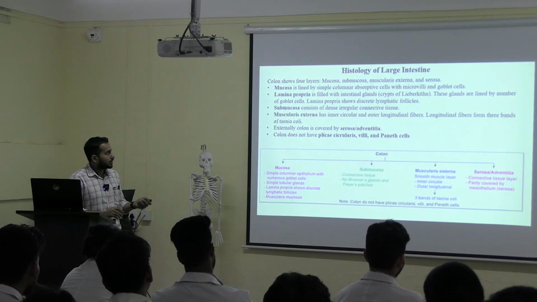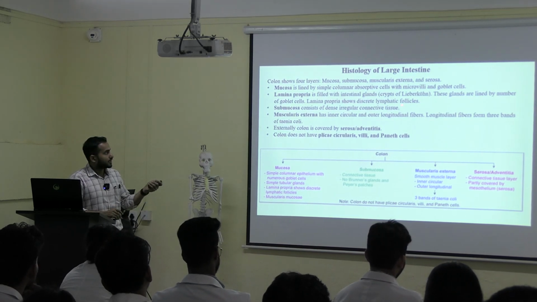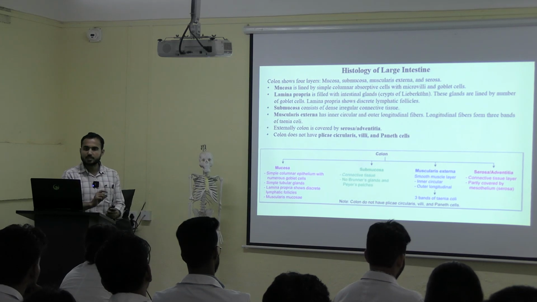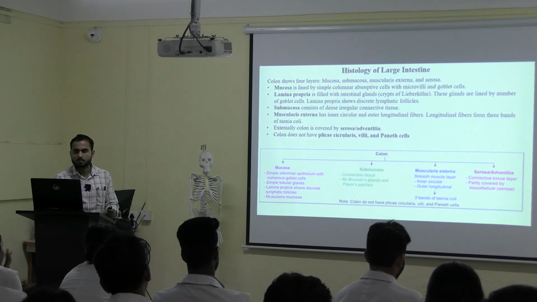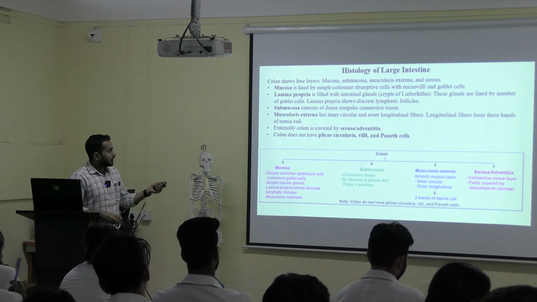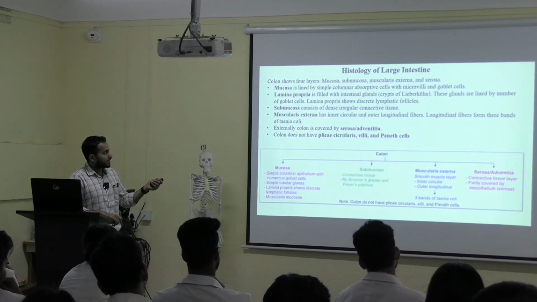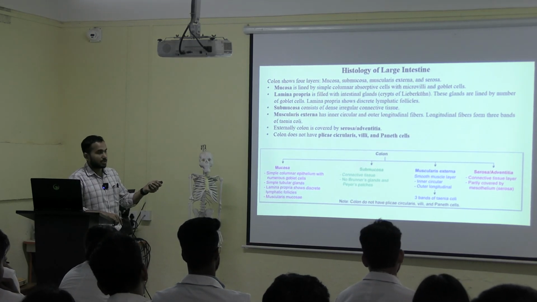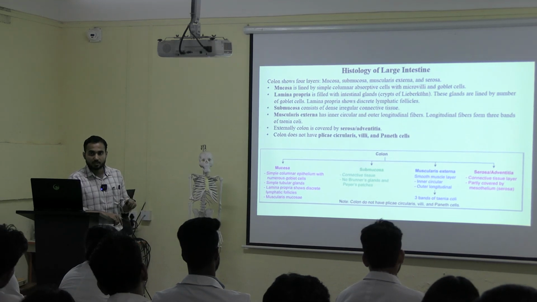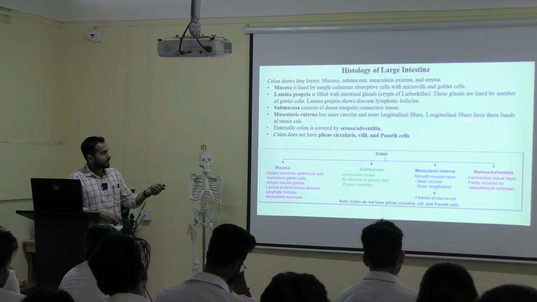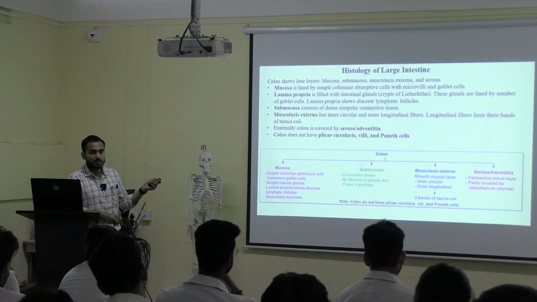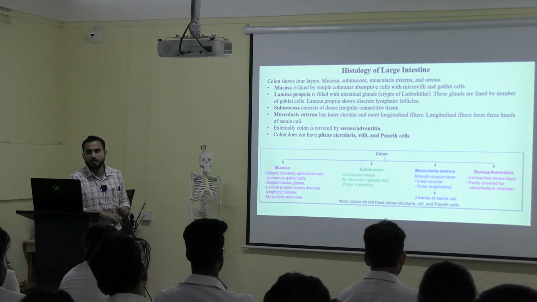Very simple. Lamina propria shows discrete lymphatic follicles. Lymphatic follicles are present, but the numbers are very few. Submucosa consists of dense irregular connective tissue. Muscularis externa is the same, inner circular, outer longitudinal. But here a modification is there. The longitudinal fibers form three bands of muscle fiber. These are called tinea coli.